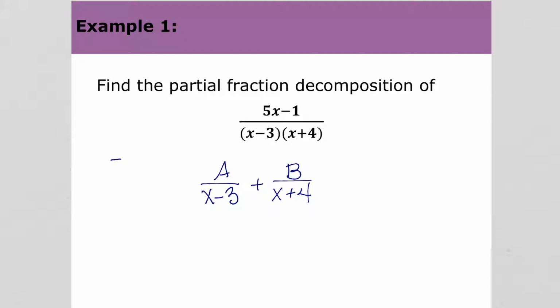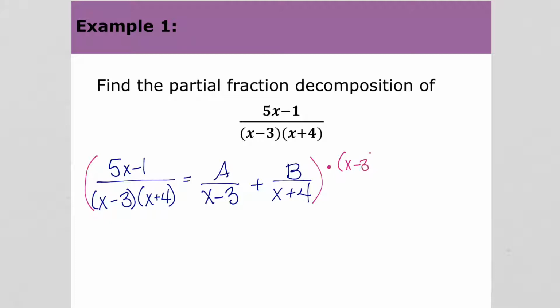So I'm going to rewrite our initial expression right here. And what we do is we have to solve this for A and B. You'll see what I mean as we go further, but to start off with, to solve this for A and B, we need to get rid of the fractions. In order to do that, we multiply everything by the common denominator, which would be x minus 3 times x plus 4.